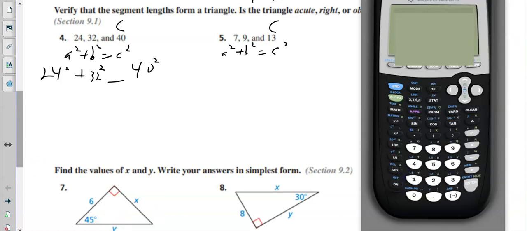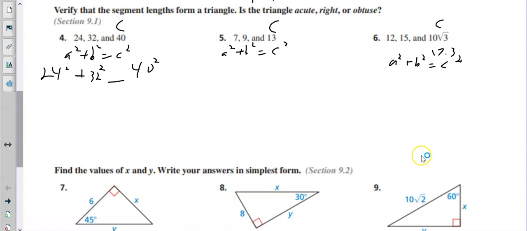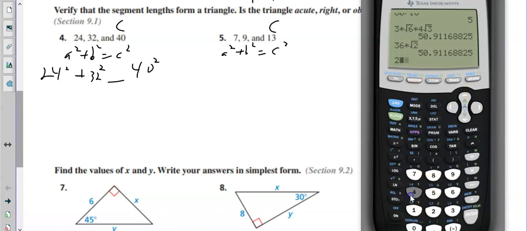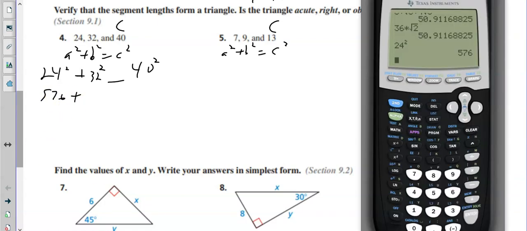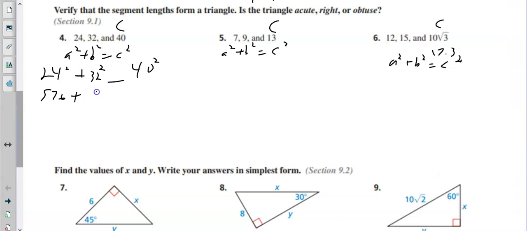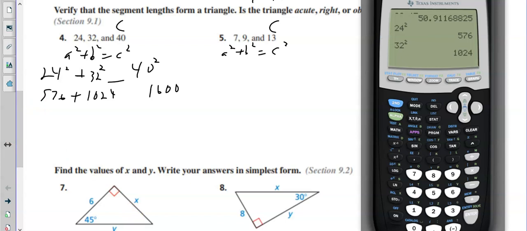All right. I do not know these off the top of my head, so I'm going to use a calculator, which you should also. So 24 squared is 576. 32 squared is 1024. And then 40 squared, that's pretty easy. 4 times 4 is 16. Add a couple zeros. So now we just have to add 1024 and 576 and compare it to 1600.